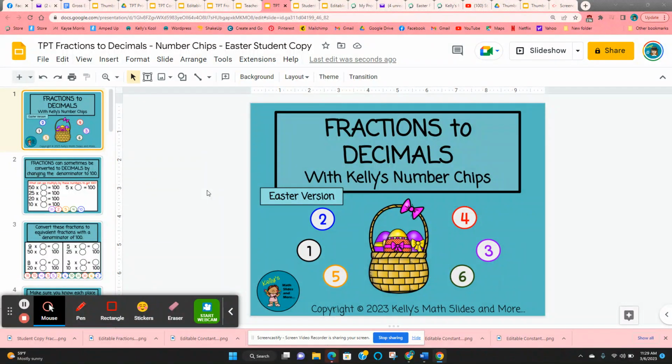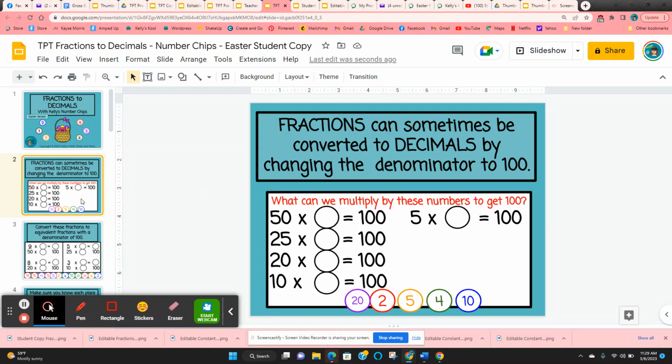Converting fractions to decimals with number chips. This is the Easter version. So it starts out with just having the students determine what number they multiply by each of these numbers in order to get 100. So that will actually be the first step in converting fractions to equivalent fractions with 100 in the denominator. So here they've got 5 number chips.